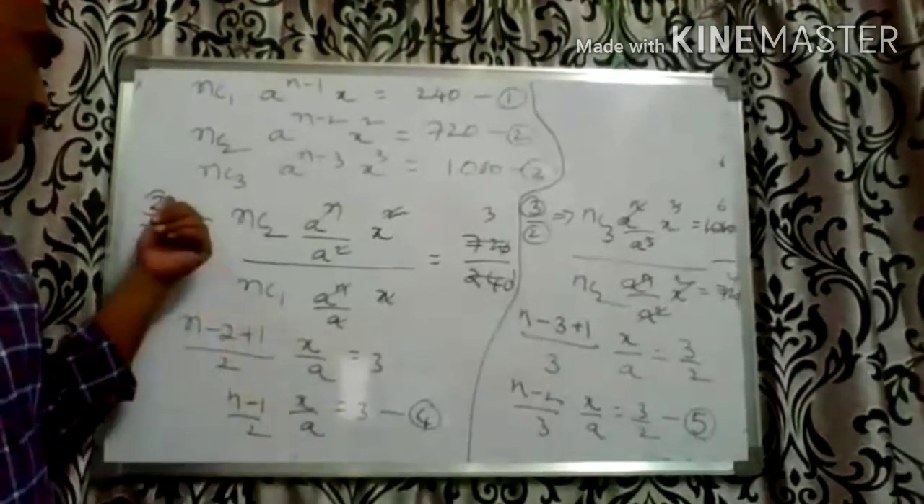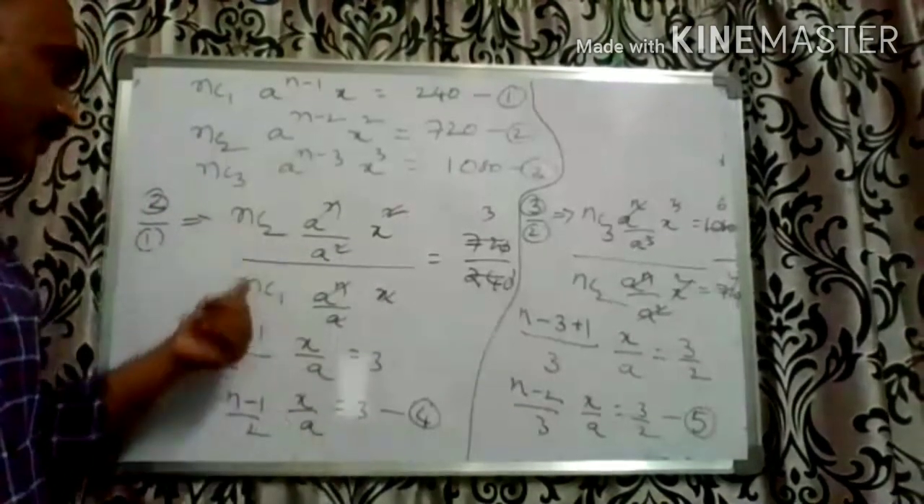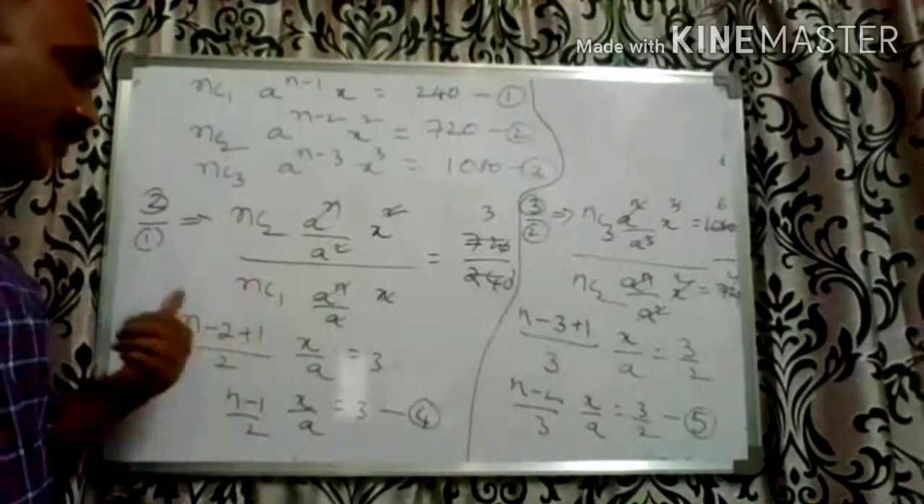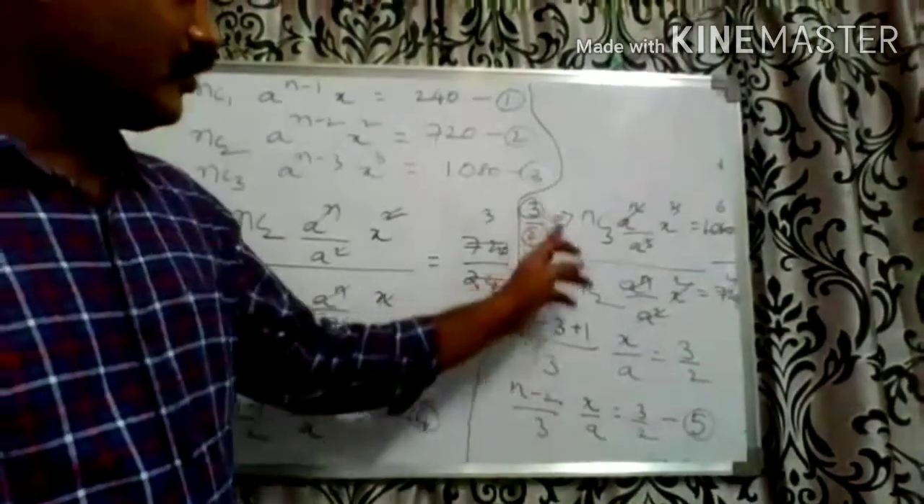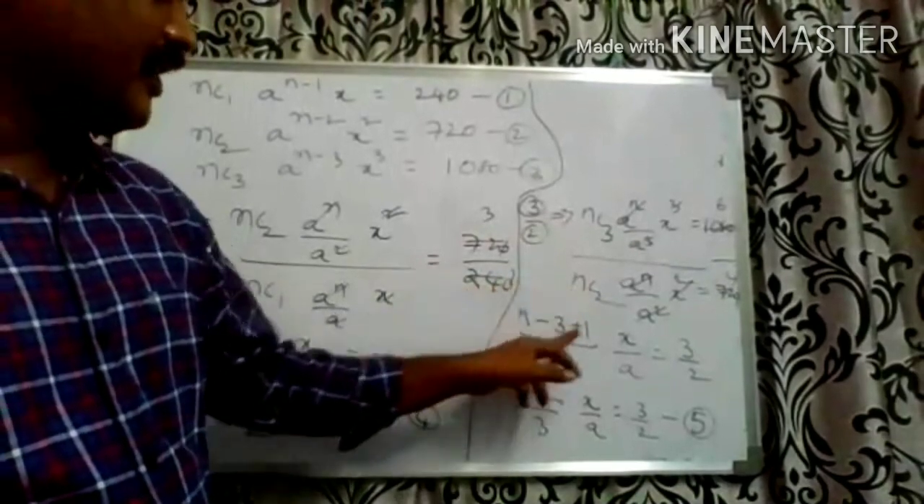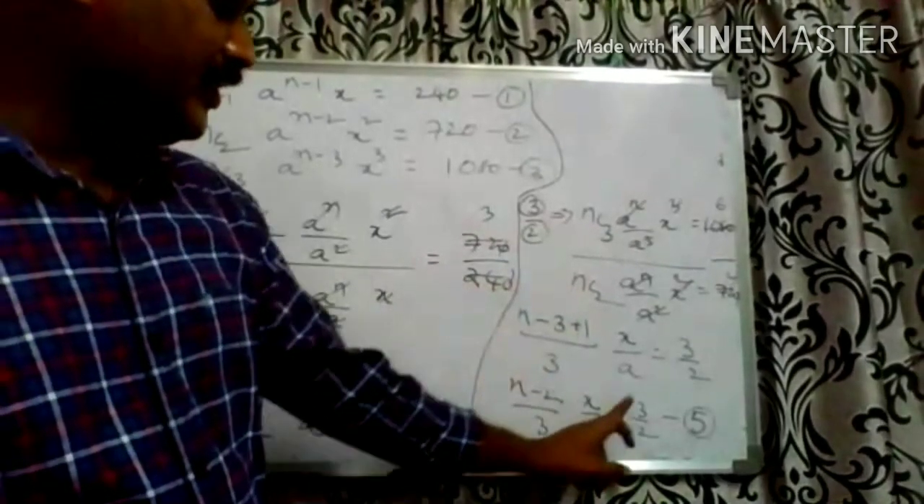First, 2 by 1: (n minus 1) by 2 into x by a is equal to 3. Apply the formula nCr by nCr minus 1 equals (n minus r plus 1) by r. Next, 3 by 2: same, apply the formula nCr by nCr minus 1 equals (n minus r plus 1) by r. (n minus 2) by 3 into x by a is equal to 3 by 2.